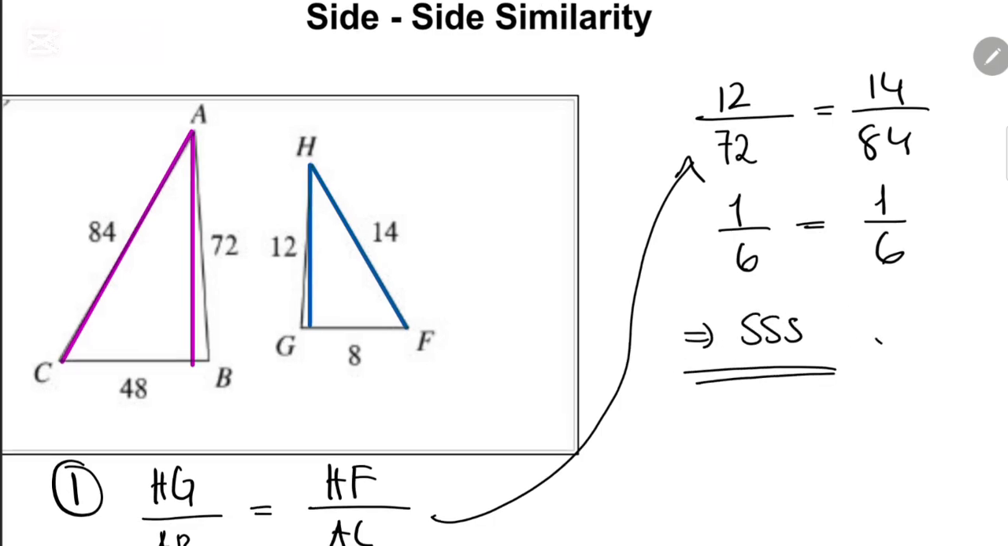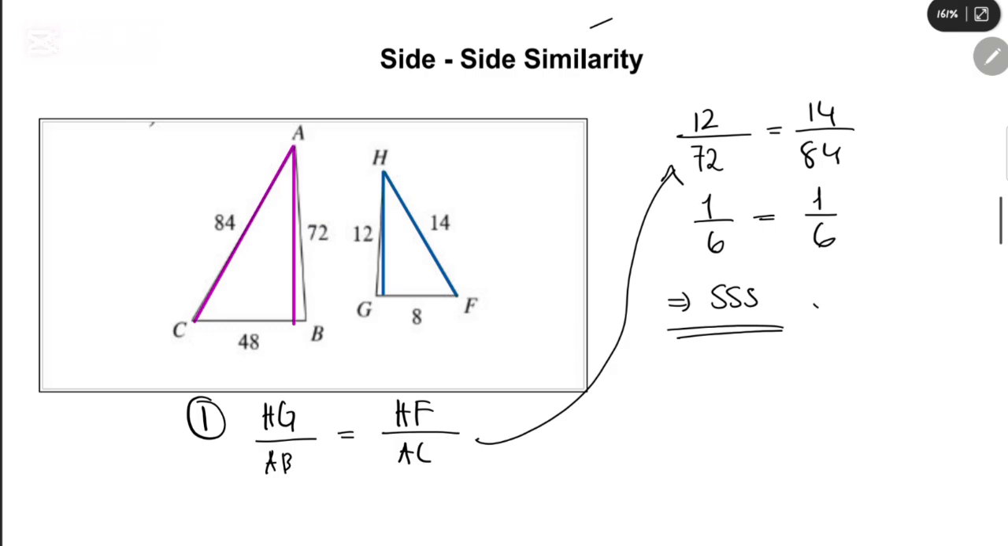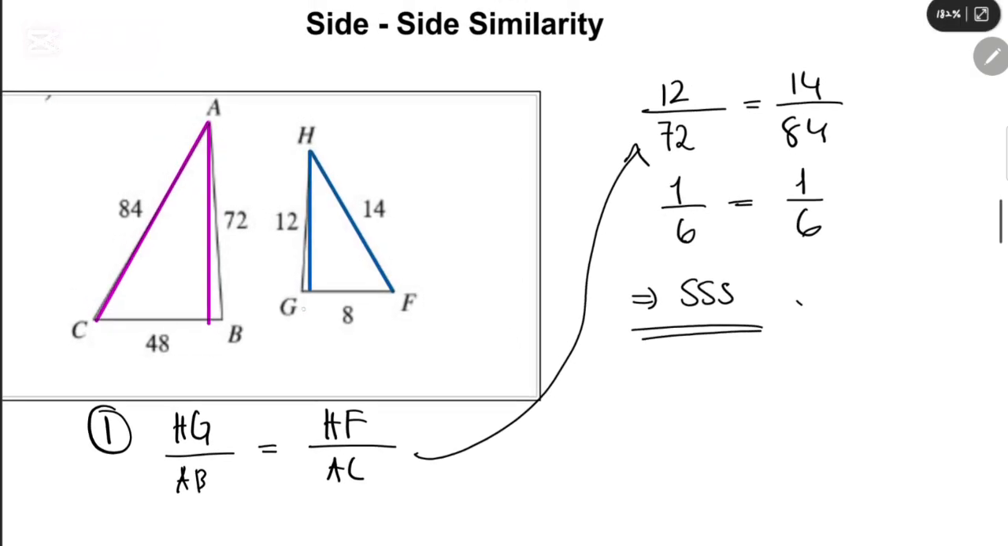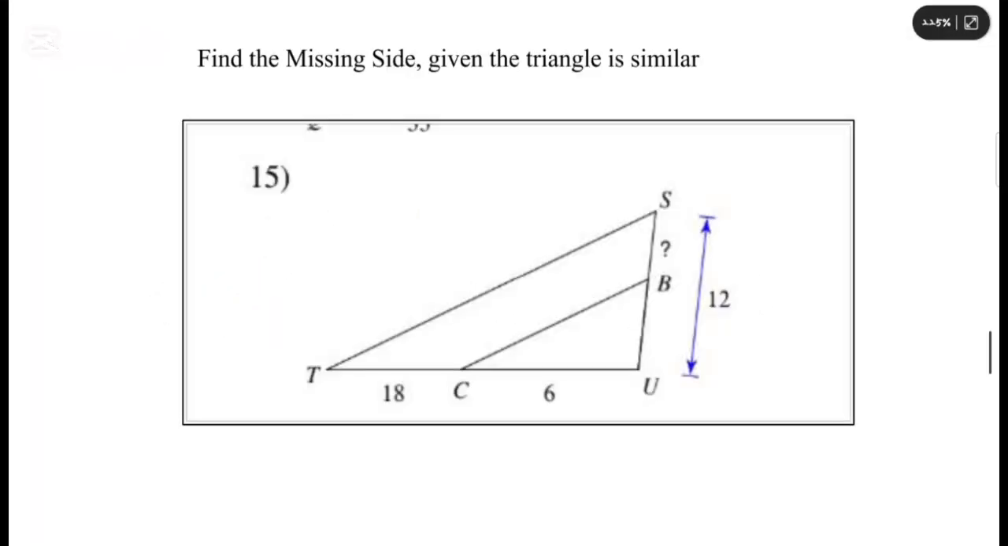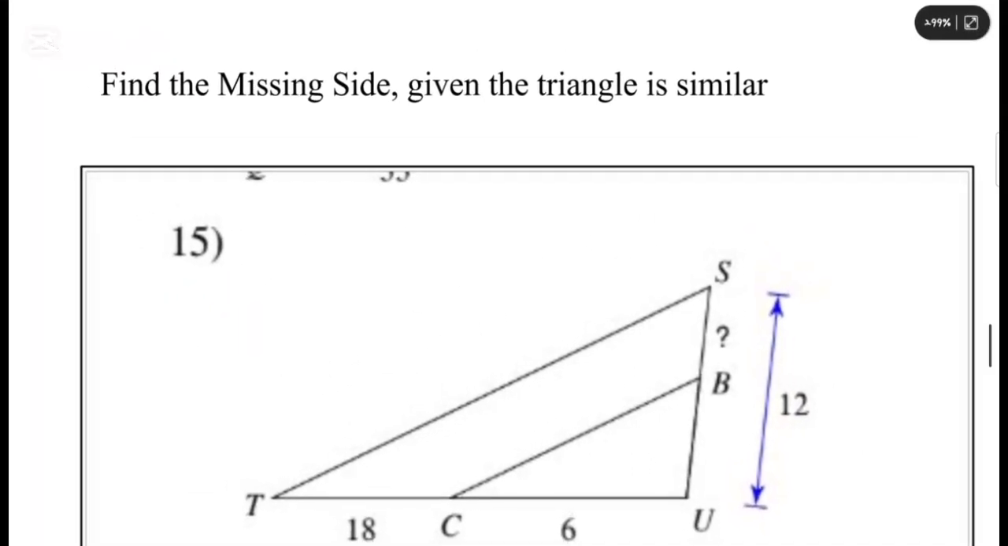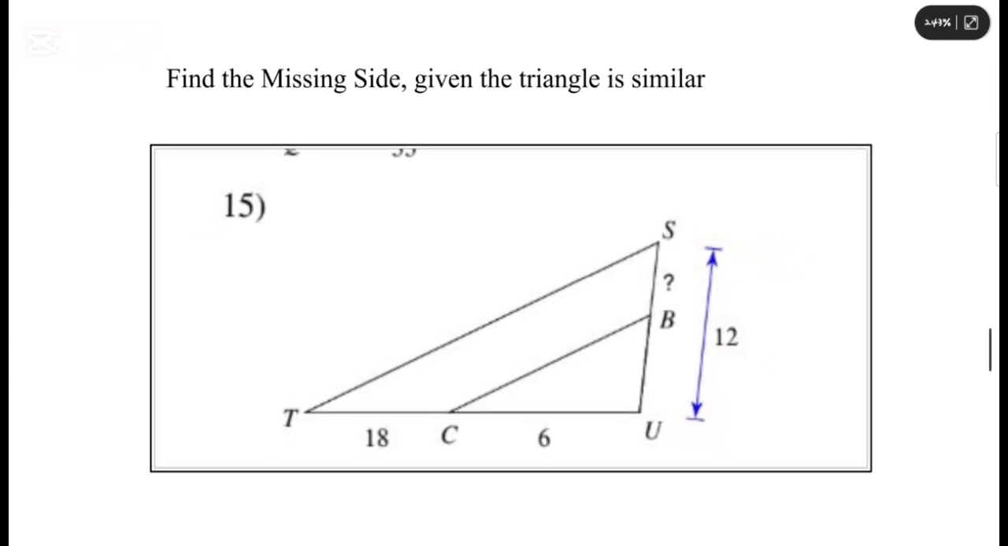Okay, side to side similarity. That's what it means, right? You could have picked GF and CB, right? So just pick two sides from each triangle, and make sure that each pair of sides look very similar to its counterpart on the other. This tells us to find the missing side given the triangles are similar.